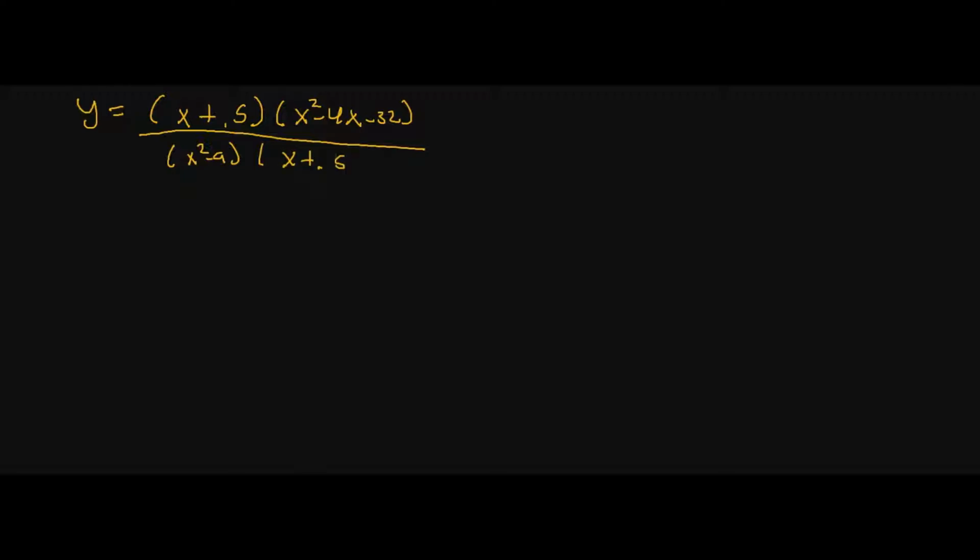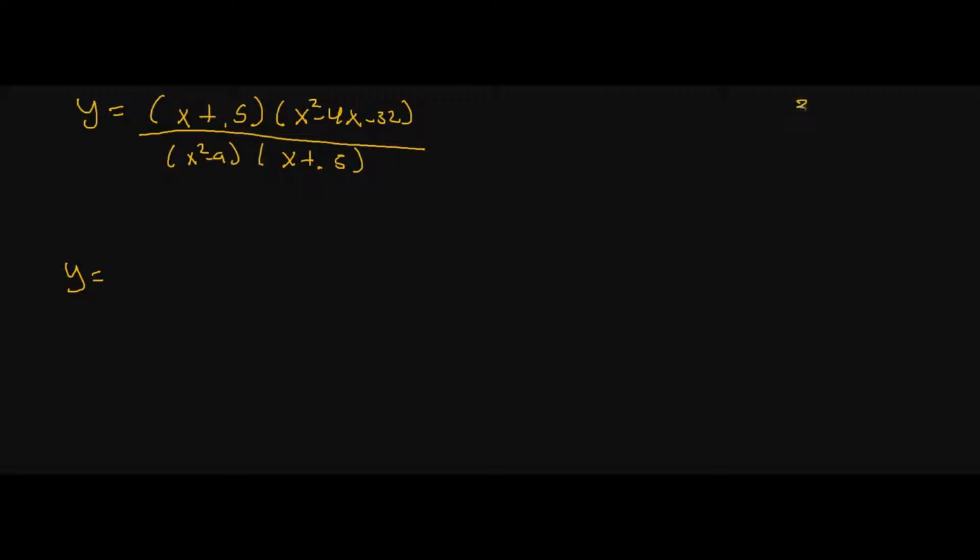Maybe let's do one that's a little more challenging. Let's say we have y equals x plus 0.5, times x squared minus 4x minus 32, all divided by x squared minus 9, times x plus 0.5. Before we do anything, we want to get everything into factored form, because I want to see if there's anything else. I know there's going to be a hole here, but I want to maybe cancel everything.